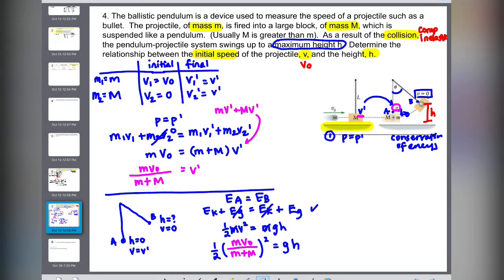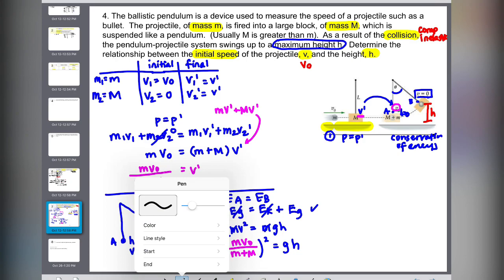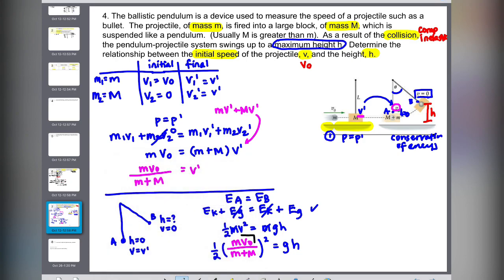So this question is asking for the relationship between v naught, which is the speed of the bullet, and the height of how far it's going to go up. So it's going to help forensic scientists: if they know how high it goes, they can then go backwards and work out what v naught is. So I'm just going to quickly rearrange the equation for v naught. You don't have to, because the question didn't really specify it, but we're just going to do it. So I'm going to bring the 2 over, and it becomes 2gh. Then because there is a square there, I'm going to take the root.